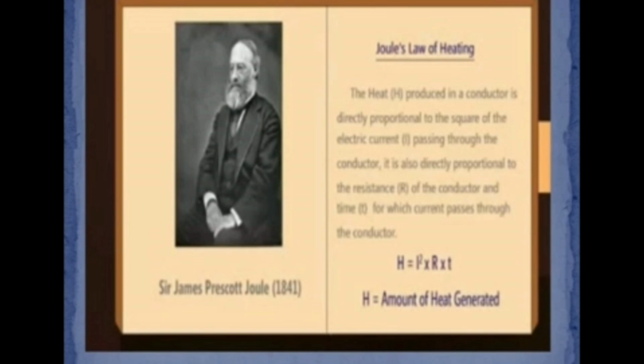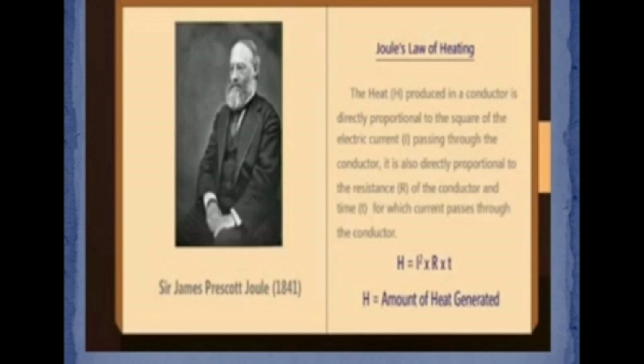Power P equals VI. So the power equals W over T, or we can write W equals VIT, where W is the amount of work done. Here the amount of work done is the heat energy. That's why we are writing H equals VIT. V equals IR according to Ohm's law. So H is equal to I square RT.